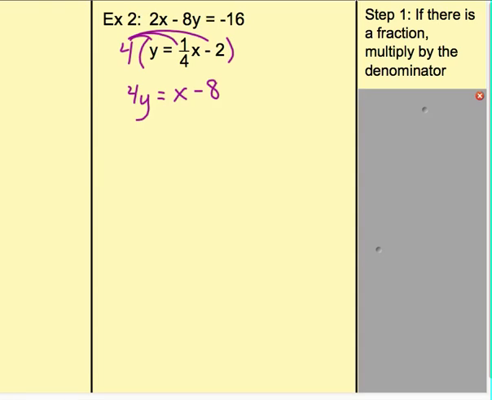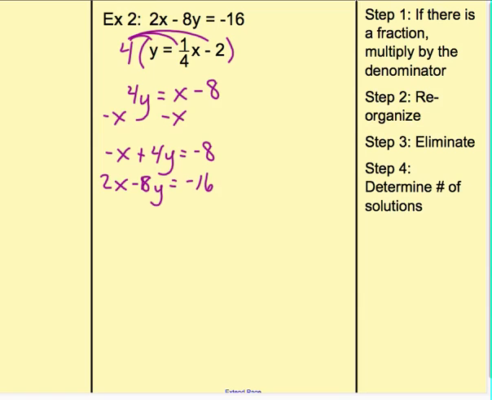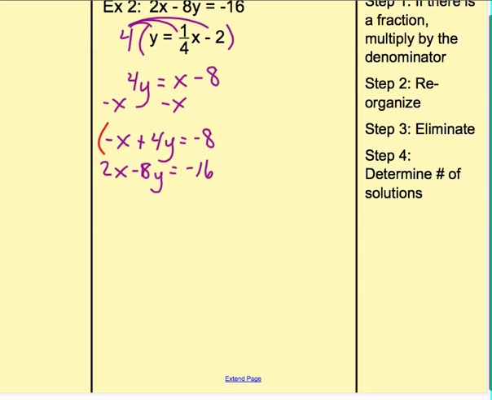So now I have an equation with no fractions, making it a little bit easier to eliminate. But I do still need to reorganize, so I'm going to subtract that x from both sides, and it becomes negative x plus 4y equals negative 8. I'm going to write down my first equation underneath it, 2x minus 8y equals negative 16. And I'm going to choose a variable to eliminate. So looking through, I notice that my x times 2 will cancel with my 2x.